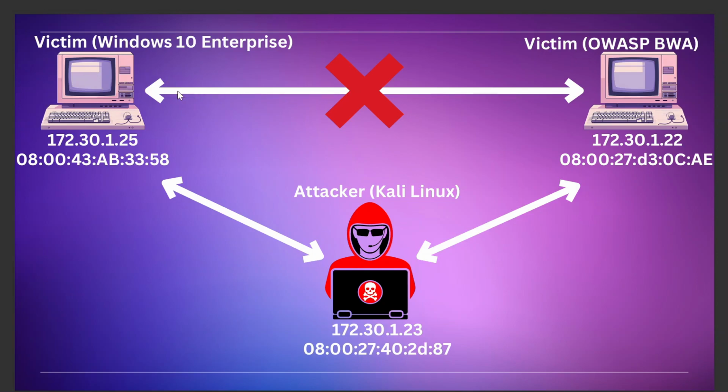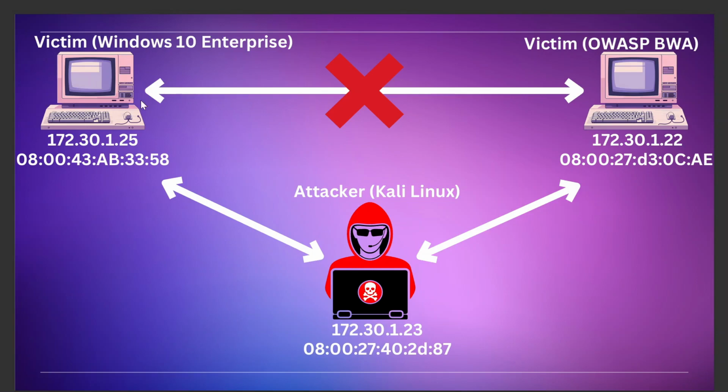Now whenever this machine here, the Windows 10 Enterprise, wants to communicate with this machine here, the communication path will be directed to the attacker's machine. Then the attacker's machine will relay the information to the OWASP BWA vulnerable machine. Also, if this machine wants to communicate with this Windows 10 here, it will pass the information to the attacker's machine, and the attacker will relay the information to the Windows 10 machine.